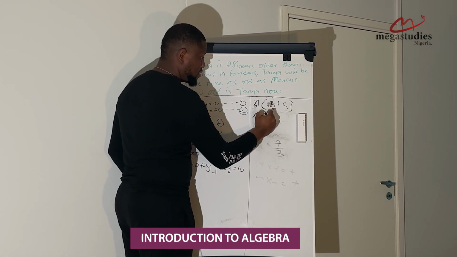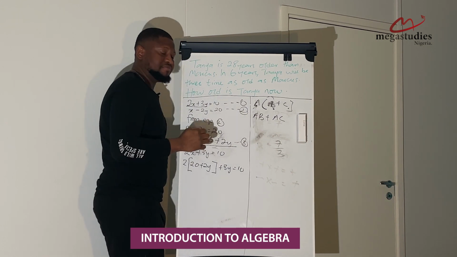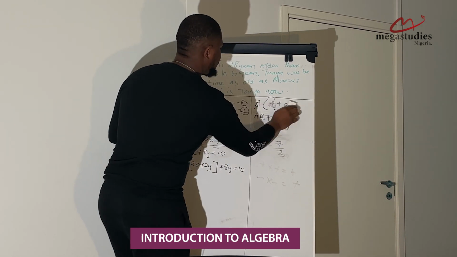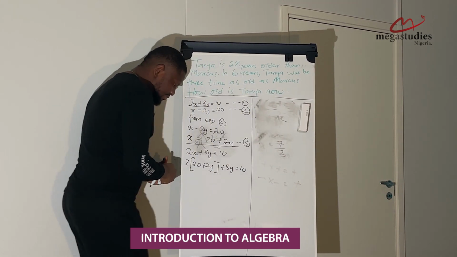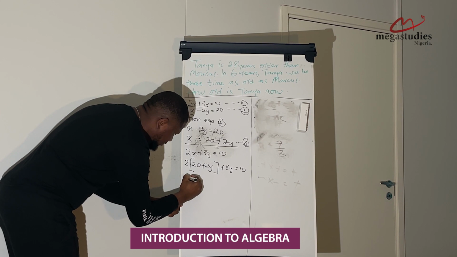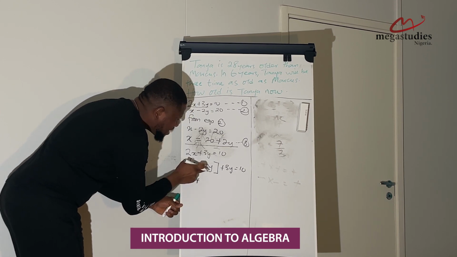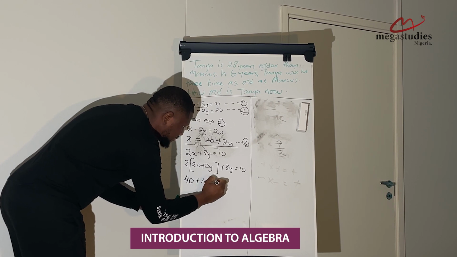It will be ab plus ac. That is what it means. Now, applying this same logic to this, we have 2 multiply 20, it will be 40 plus 2 multiply 2y, it will be plus 4y.